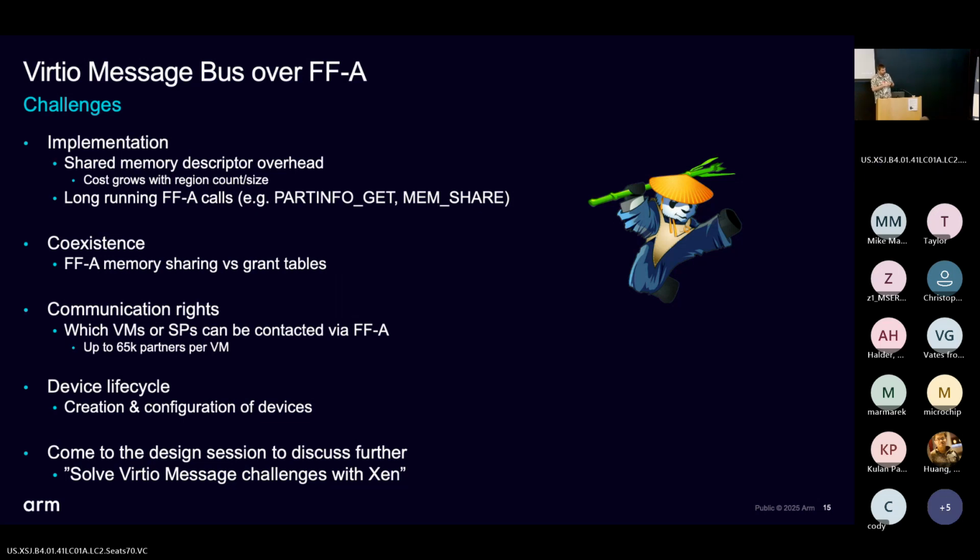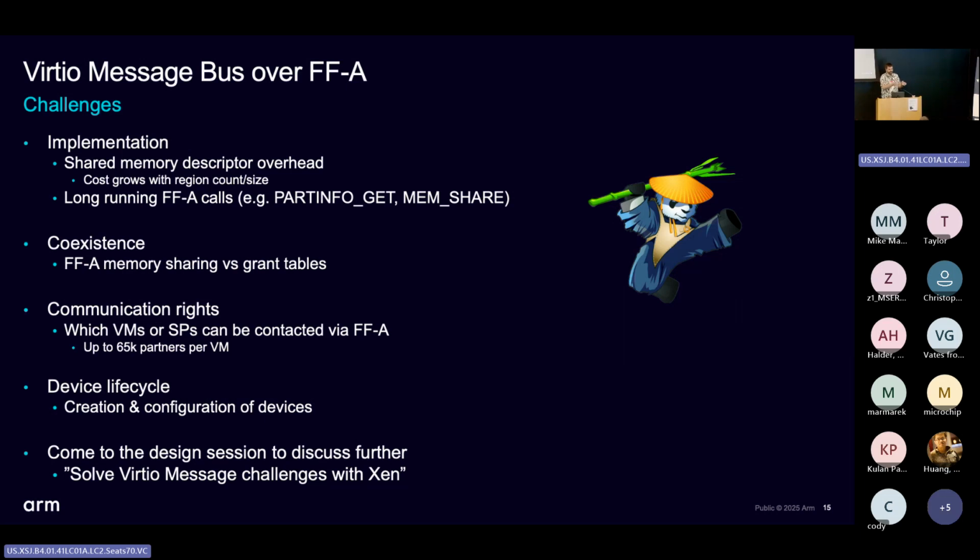The second problematic case is the coexistence with grant tables. FFA is providing a way to share memory between VMs, but we also have grant tables to share memory between VMs. And those two do not necessarily have compatible semantics. For example, FFA is saying that if you shared some memory with another VM, you cannot reshare it with a third VM.